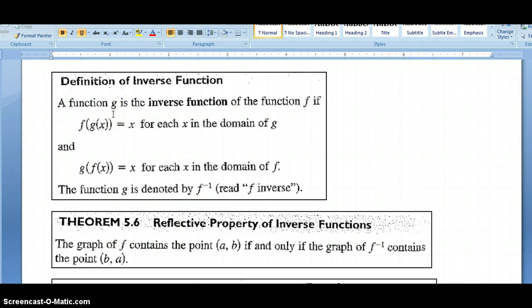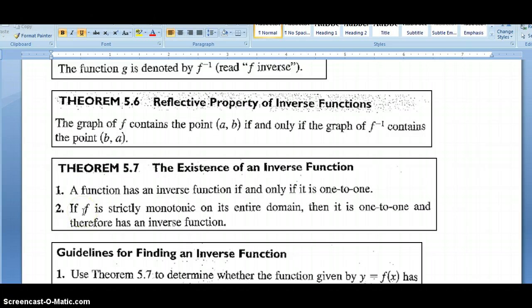So, the definition of an inverse function. I'll read this first and then I'll explain how simple it really is. A function g is the inverse function of the function f if f of g of x equals x for each x in the domain of g, and g of f of x equals x for each x in the domain of f. Basically what that's saying is the x values in the f function are the y values in the g function. So the x and the y switch. And that is really as simple as it is, but that is the definition of an inverse function.